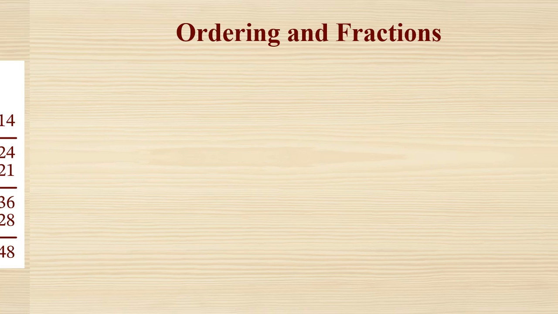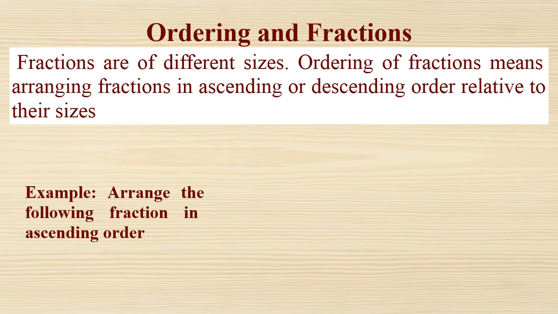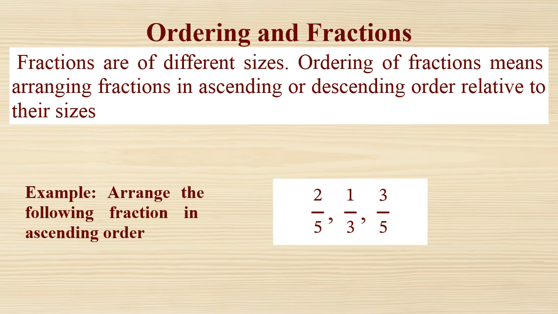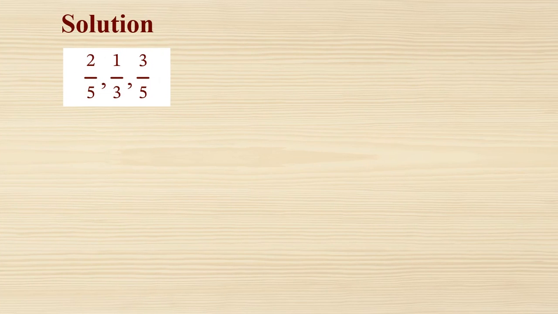Fractions are of different sizes. Ordering of fractions means arranging fractions in ascending or descending order relative to their sizes. Example: arrange the following fractions in ascending order: 2 over 5, 1 over 3, 3 over 5. For us to be able to arrange these numbers in ascending or descending order, we must make them have the same denominator in order to compare them.